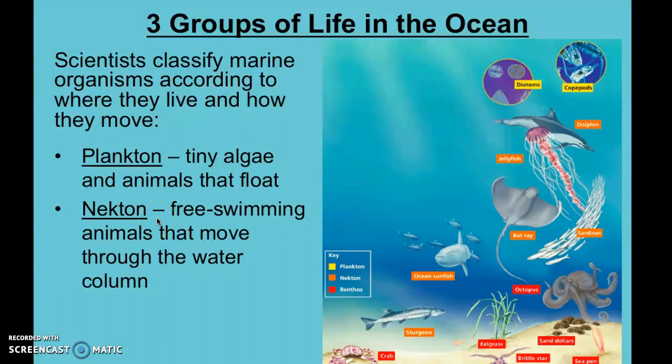Nekton are organisms that can swim wherever they want to, so they can move up and down throughout the water column. Dolphins, jellyfish, stingrays, bat rays, lots of different types of fish. They can move around wherever they want to.